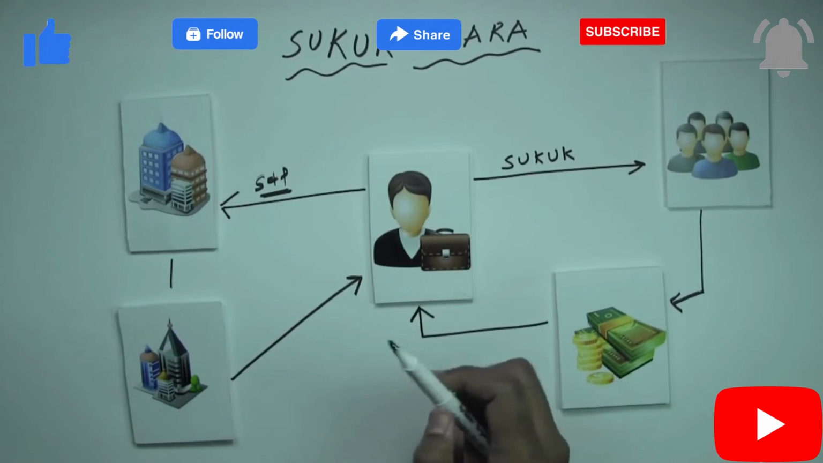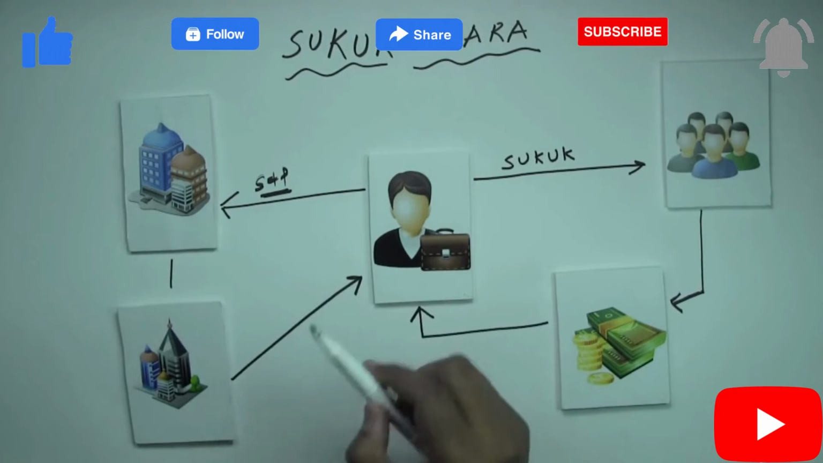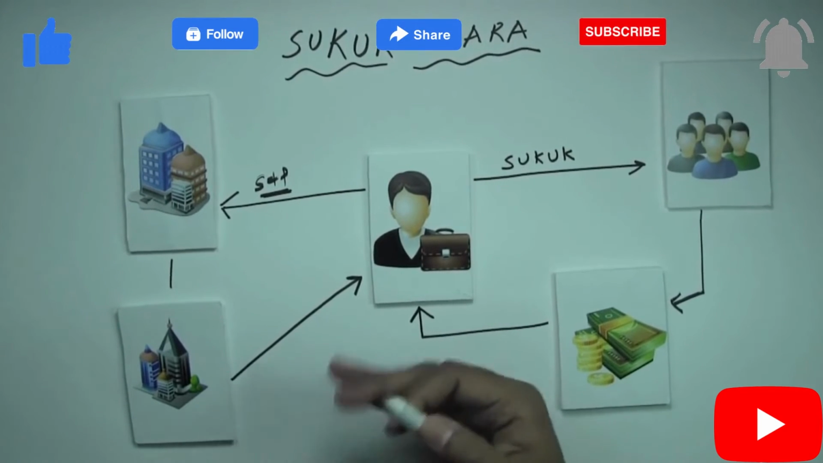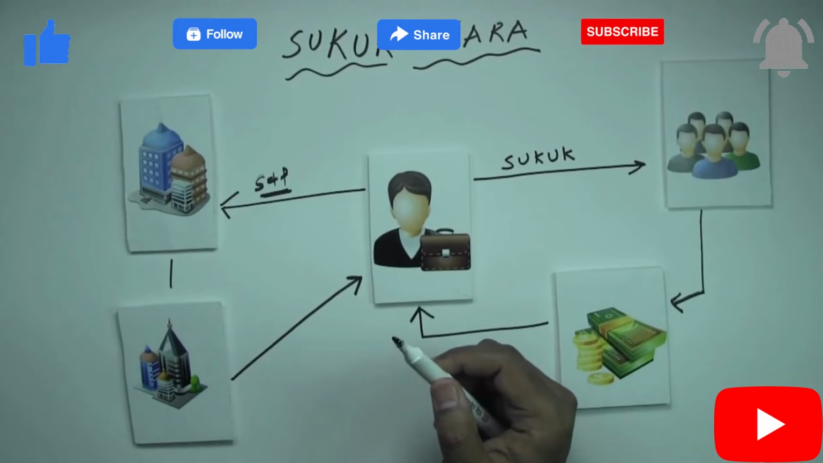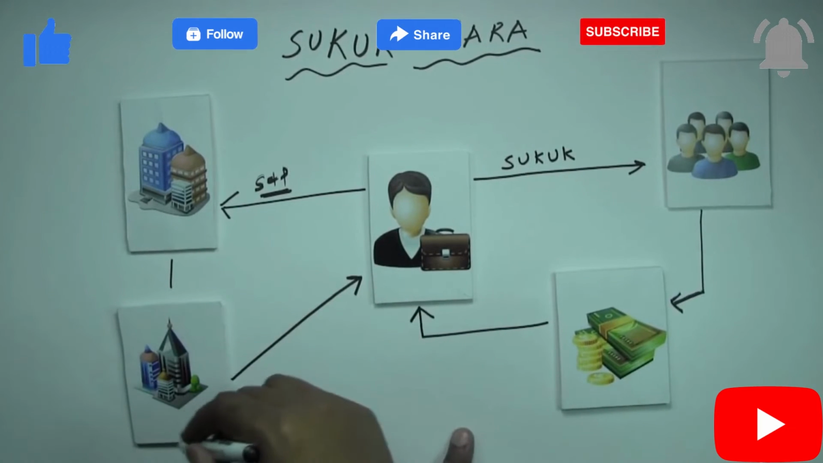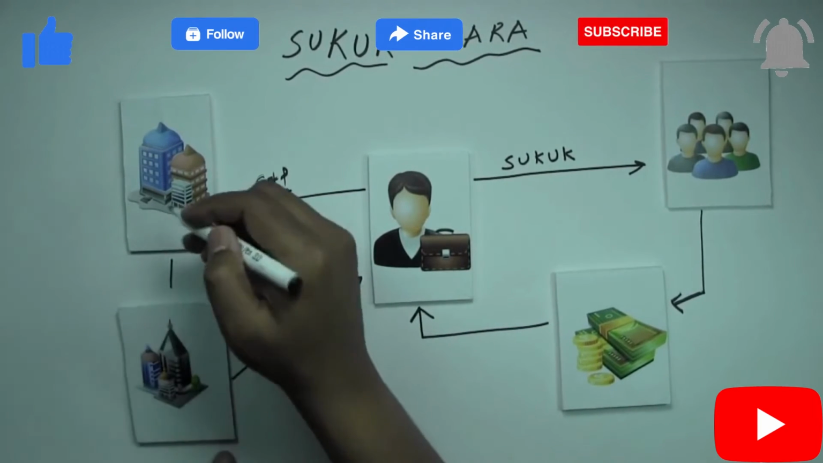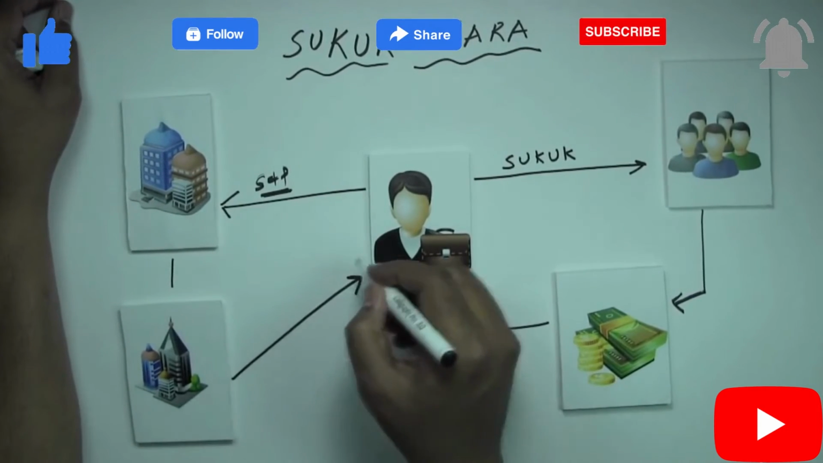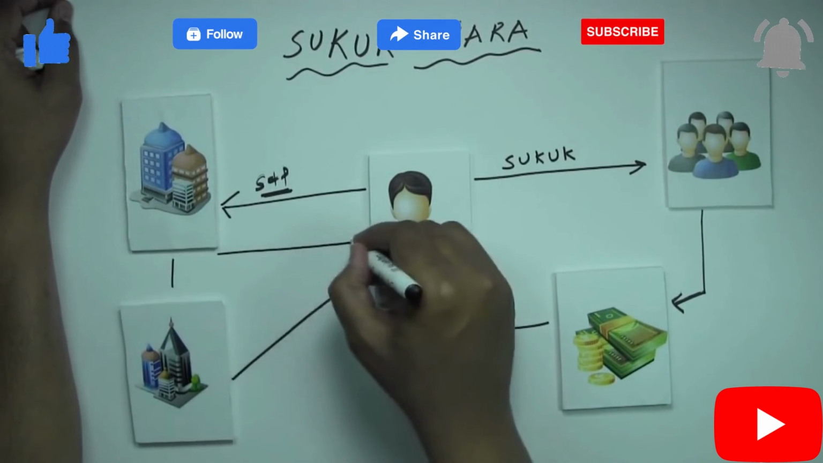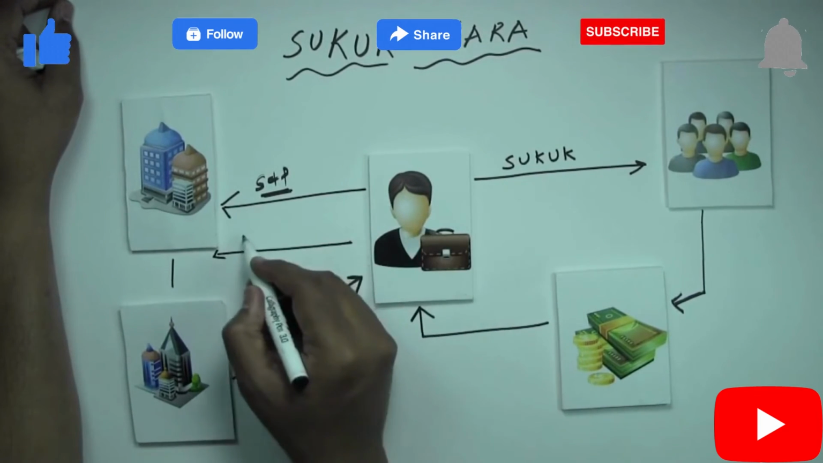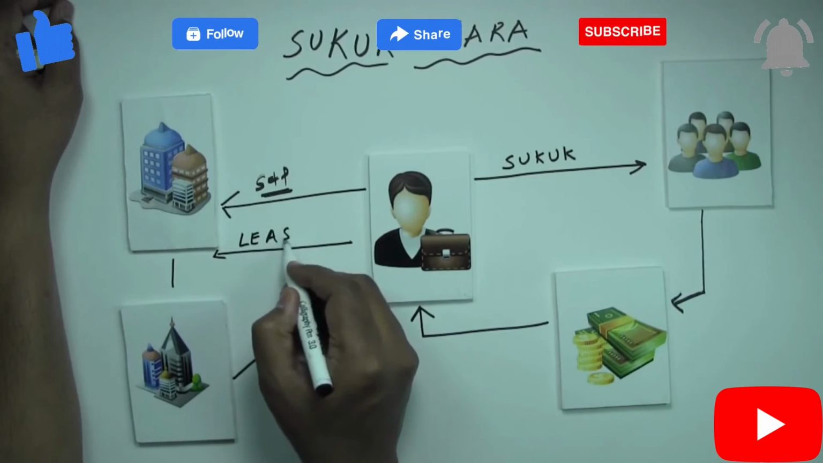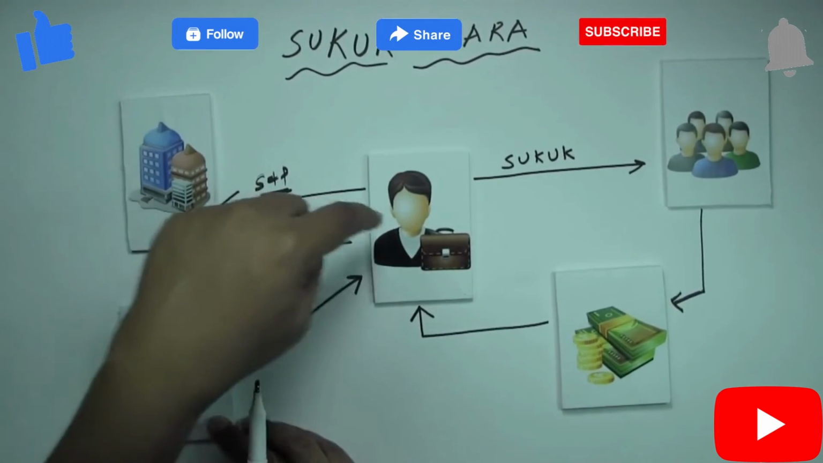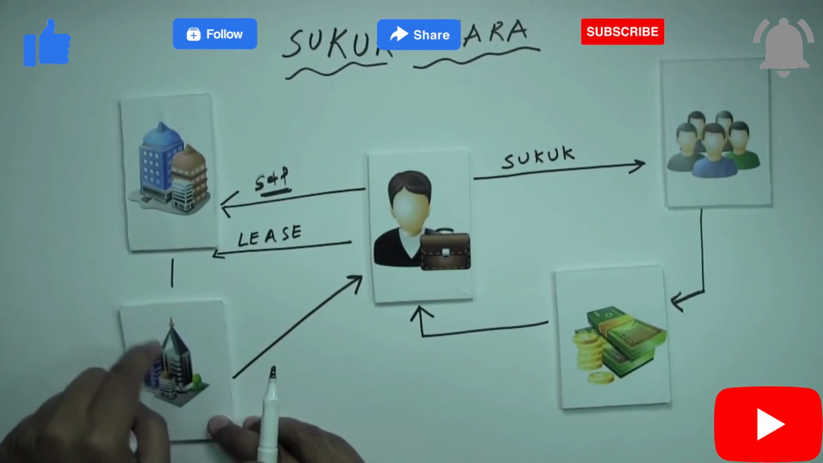Now the second step is that after purchasing the assets from the company, the assets have to generate revenue. Now how will the assets generate revenue? The assets can generate revenue when these assets are leased back to the company. So there will be a lease agreement entered between the SPV and the company, wherein the SPV will lease the assets to the company.